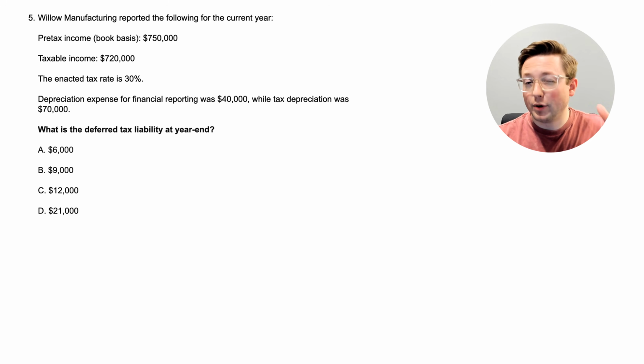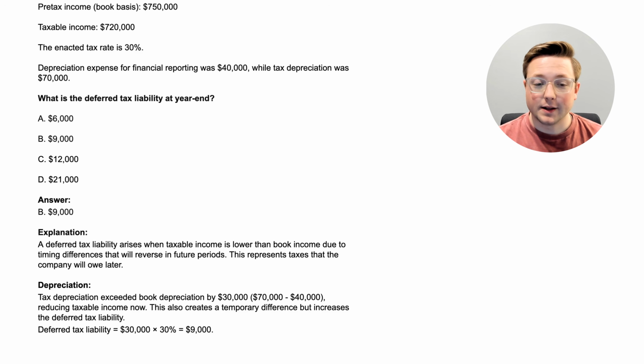So this is a pretty simple question, especially because of what we've learned throughout this whole video. So I expect you to be able to do this one on your own. Pause the video, do the calculation, and when you're ready, come back. We will look at the answer together. All right, here we are. The answer is B. $9,000 is the deferred tax liability.